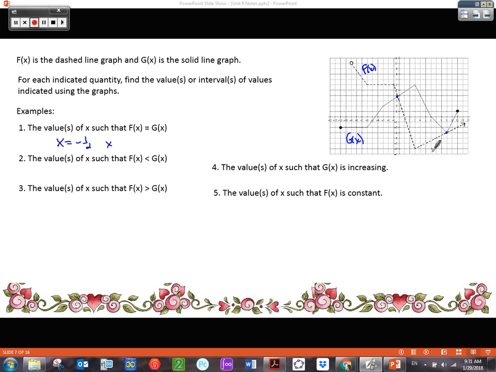The other location over here, that is an integer location. So 1, 2, 3, 4. That's at 9, so at x equals 9. And those are the 2 locations where the y values of those 2 functions are the same.